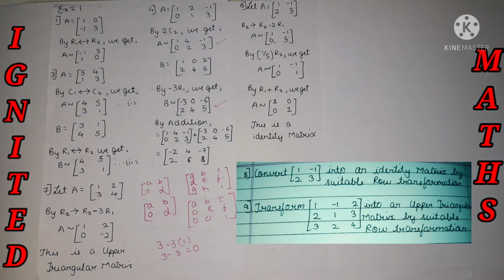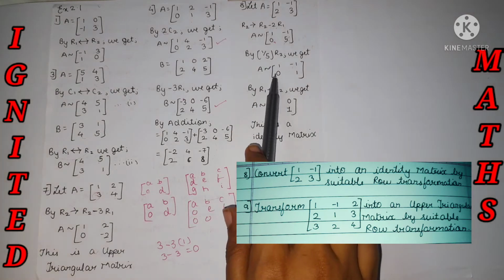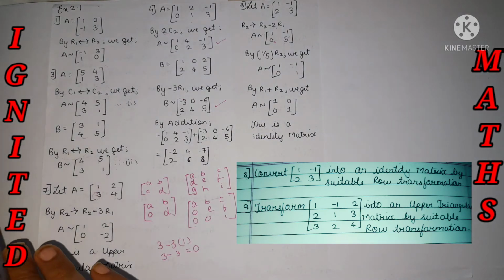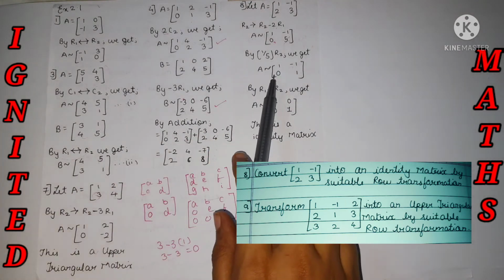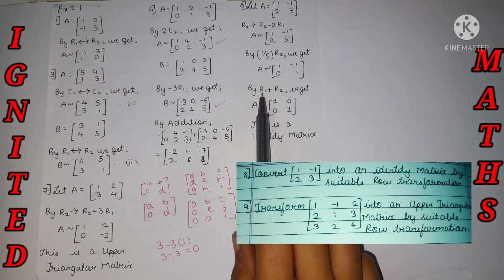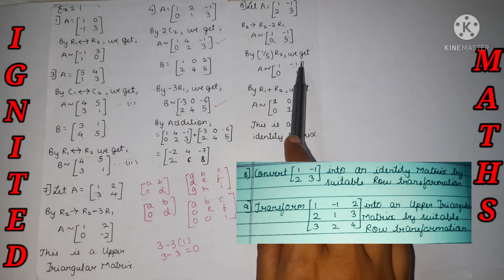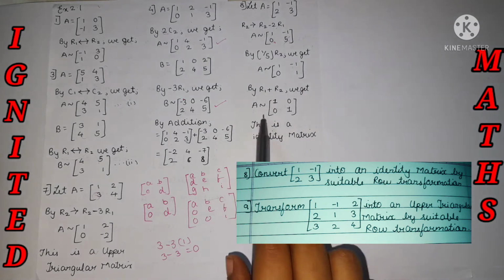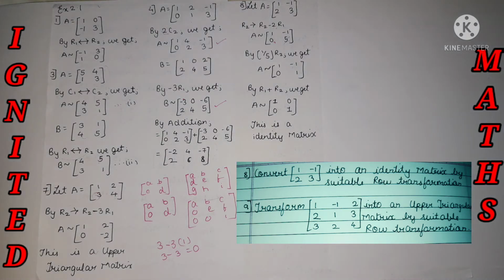We need to operate in such a way that the rest of the elements are not disturbed. Respectively we need to do it, and over here also we need to take it as 0. So what can I do over here? R1 plus R2. R1 plus R2 is nothing but 0. Yes, this is nothing but an identity matrix.